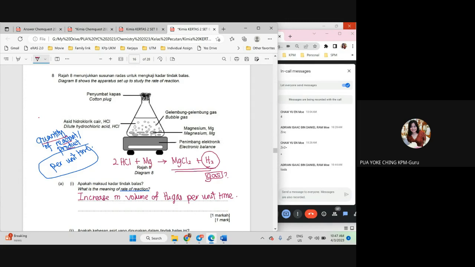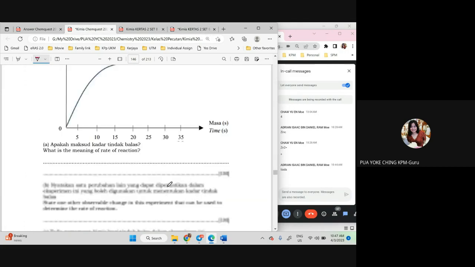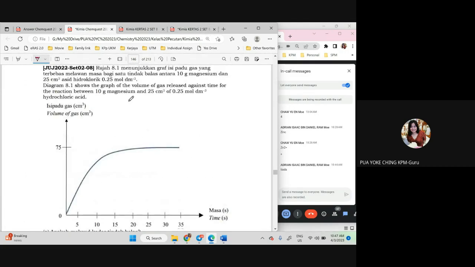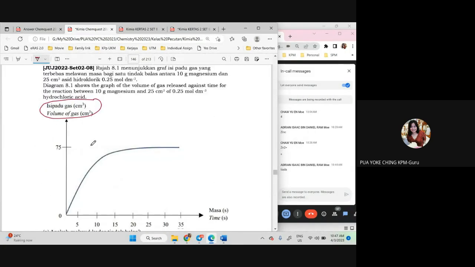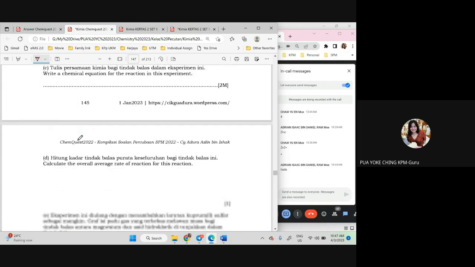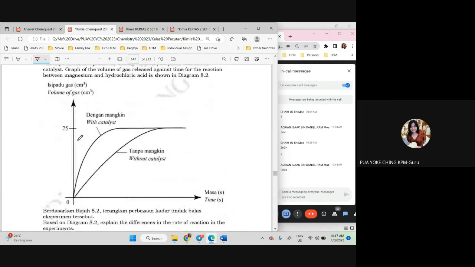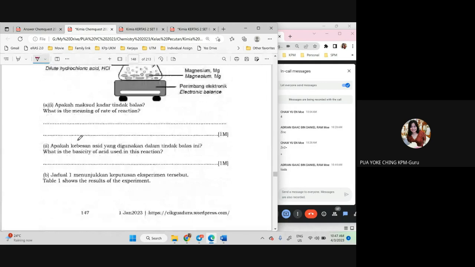Kadang-kala soalan tu dah ada table. Okay. Sekejap, cikgu tunjuk. Let's say, soalan ni dah ada table. You nampak tak dia punya volume kan meningkat. Isi padu gas. So, your rate of reaction, meaning rate, mesti increase in volume of gas per unit time. Itu tak payah fikir. Ambil je daripada jadual ataupun graph. So, ini volume. Kadang-kala dia bagi dalam jadual.